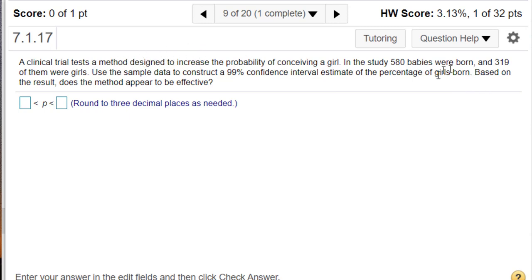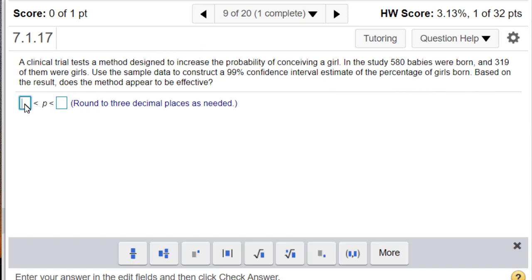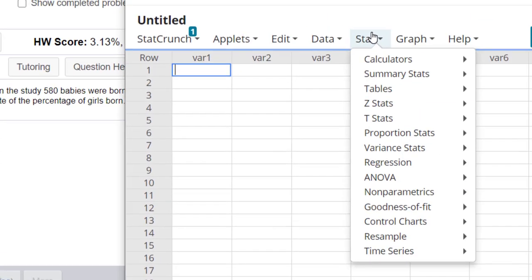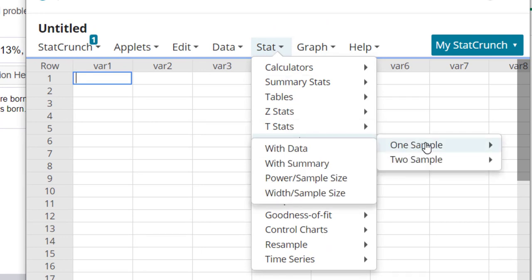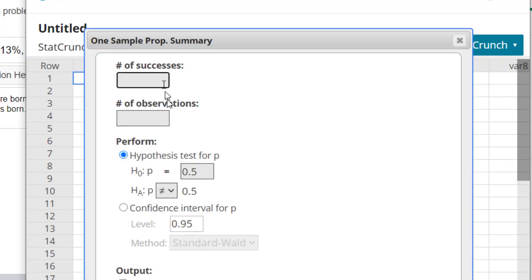So what we want to do here to make a confidence interval, or basically to make our range of values, we want to go over here in StatCrunch to Stat, Proportion Stats. We only have one sample given, and we do have the summary. We don't have the full data of boys and girls, like what all babies were what. So we're going to do With Summary, since we're just given the total number of babies and the number of girls.